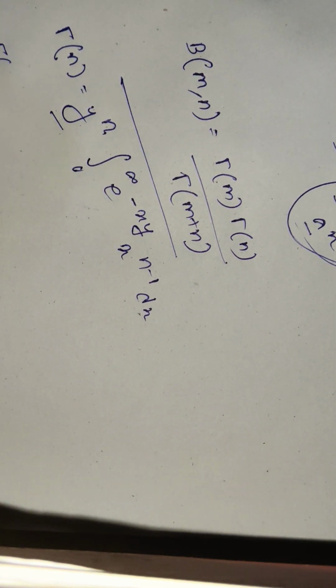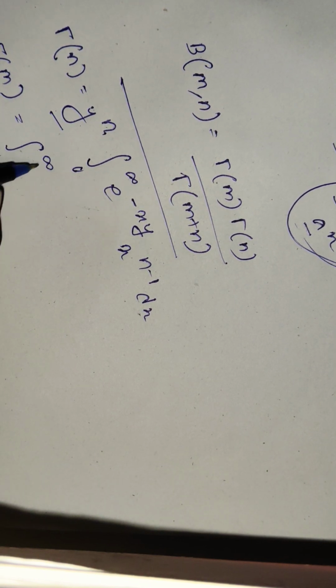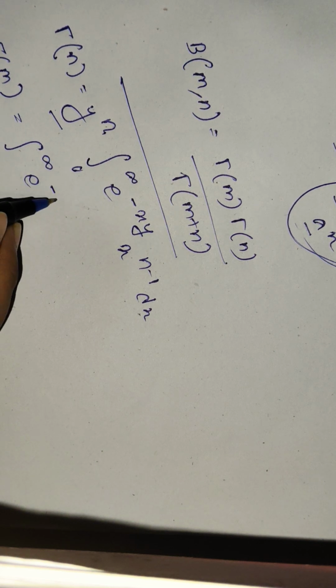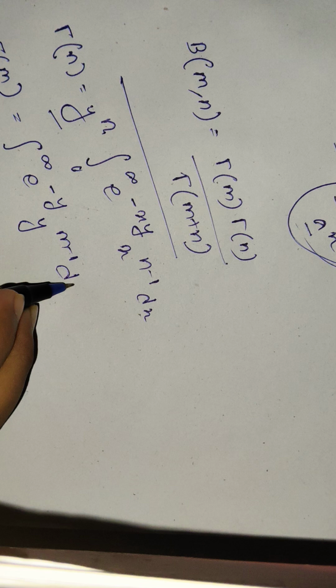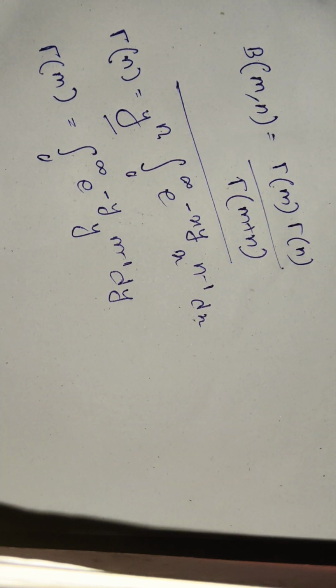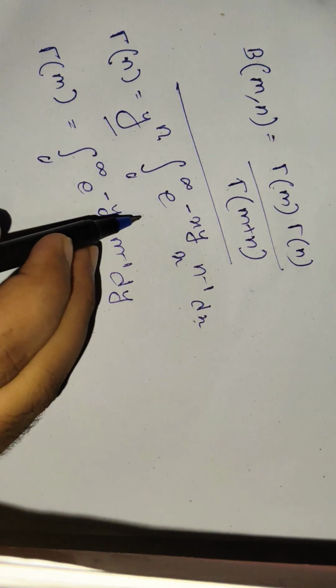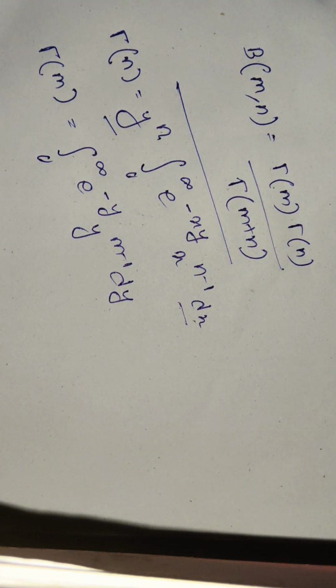And on the other hand we can say gamma m is equal to the integral from 0 to infinity of e to the power minus y, y to the power m minus 1, dy. In that case we are taking y as another variable, but as we are talking about dx, y is a constant.